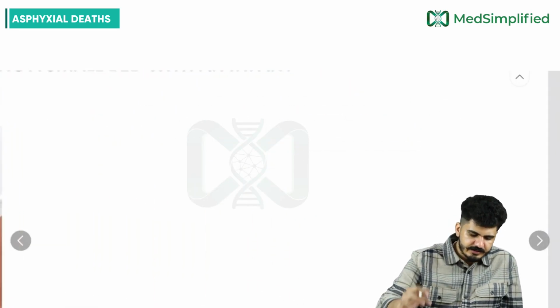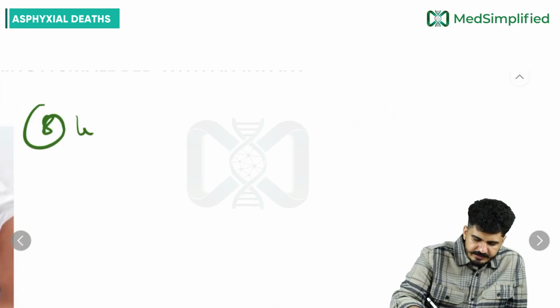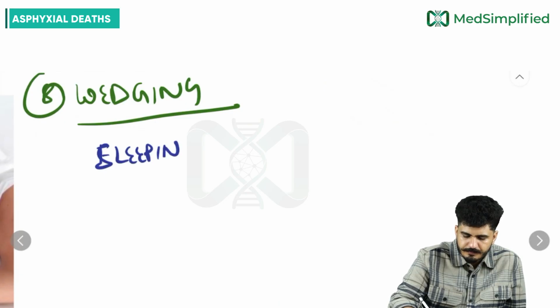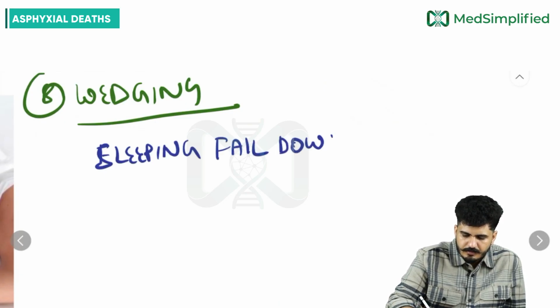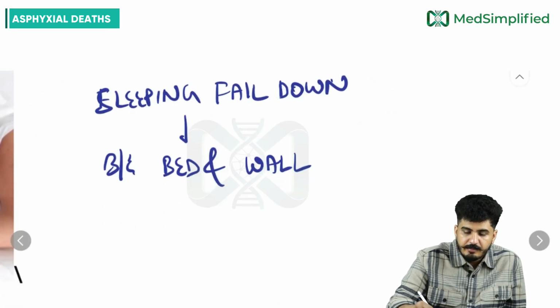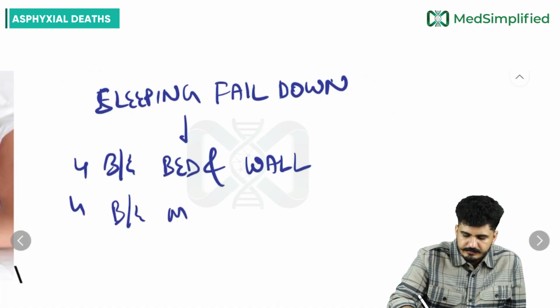One more thing is there, sir. The eighth one, that is wedging. What is happening? In wedging, the baby was sleeping. The sleeping baby falls down between the bed and the wall. It can be between the mattress.